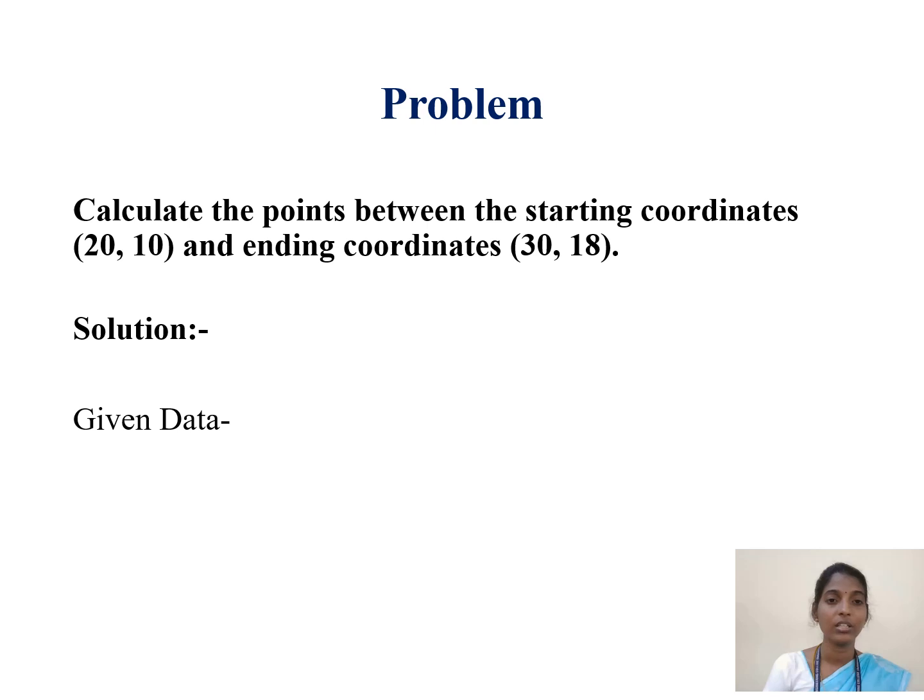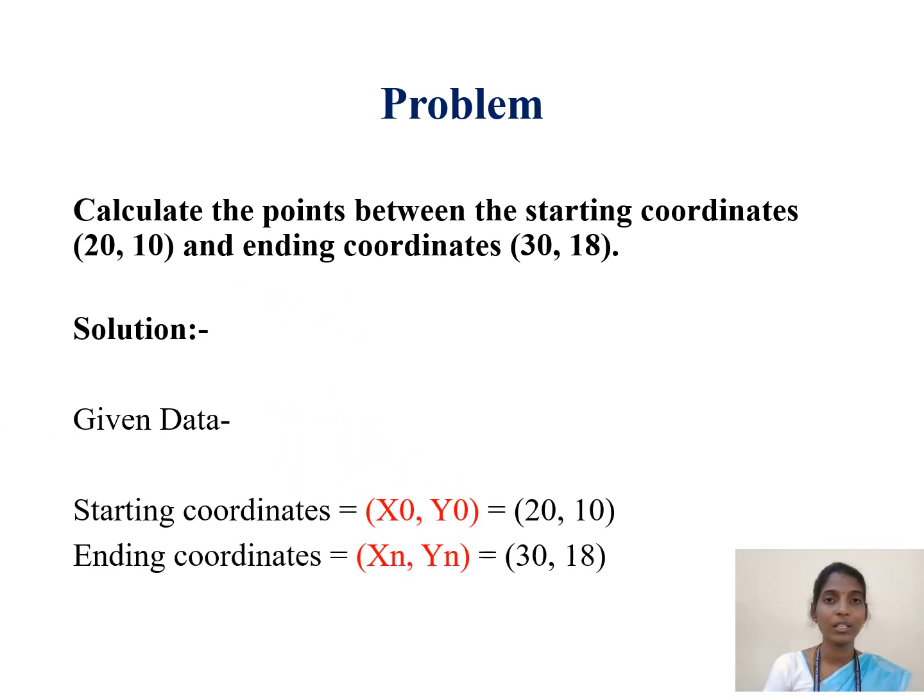Solution. The given data is the starting coordinates and the ending coordinates. Starting coordinates are represented as x0, y0. x0 is equal to 20, and y0 is equal to 10. The ending coordinates are represented as xn, yn. So xn is equal to 30, and yn is equal to 18.